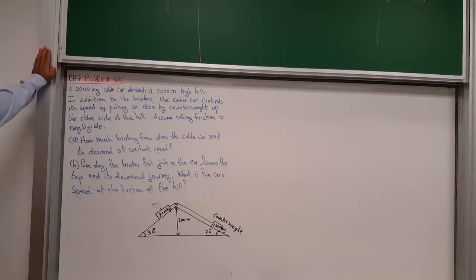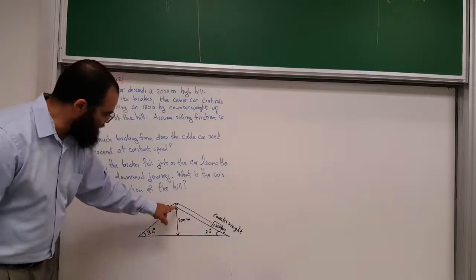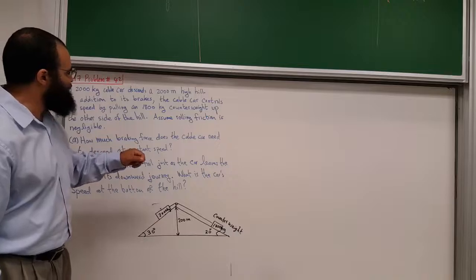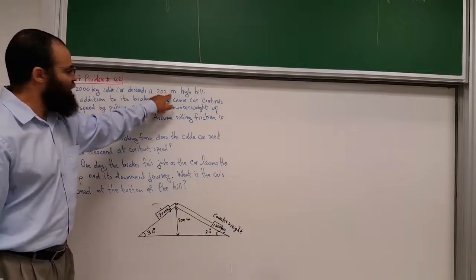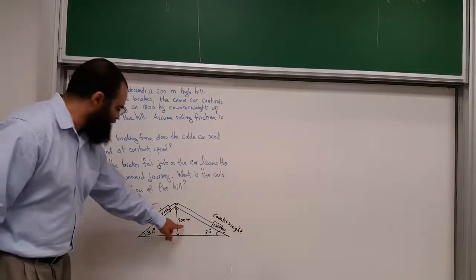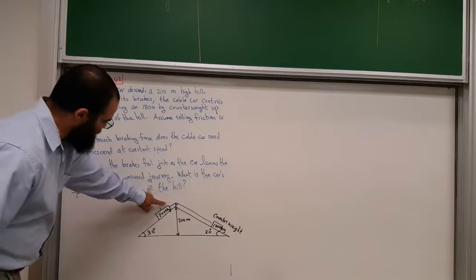So you have a 2,000 kilogram cable car descends a 2,000 meter high hill. So this is the car, and this is the hill. It's initially at a height of 2,000 meters. I believe it's 200 meters. Let me just double check that. Yeah, it's a 2,000 kilogram car descends a 200 meter high hill, so it's here and it just descends.